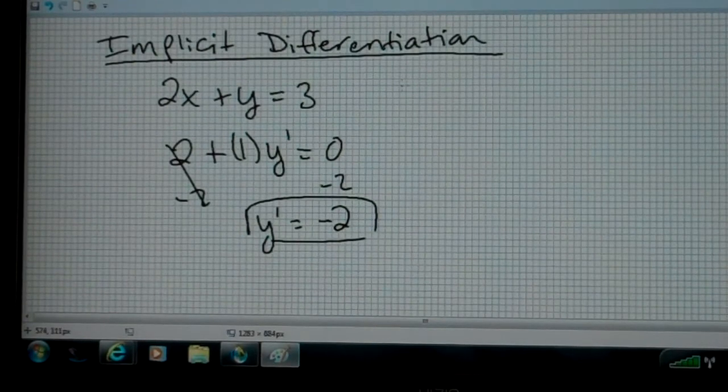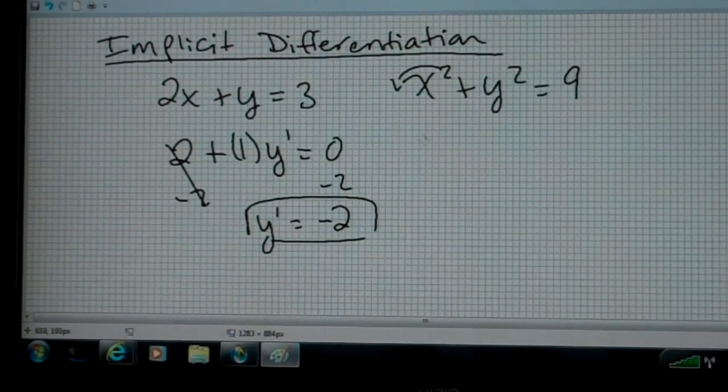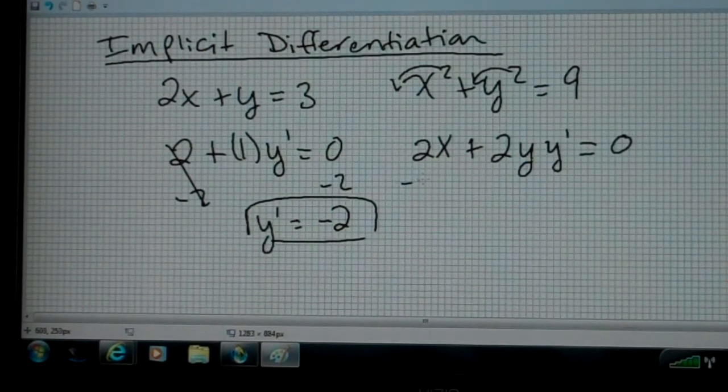So then our second example is going to be x squared plus y squared equals 9. So here we can use the power rule again. So you bring the 2 to the front of the x, which is 2x, and then you also bring the 2 to the front of the y, but we have to do y prime again. So we have 2y times y prime, and this is going to equal 0. So then you move the 2x to the other side, and then you have 2y prime equals -2x, and then you want to divide by 2y, because we just want to find y prime.